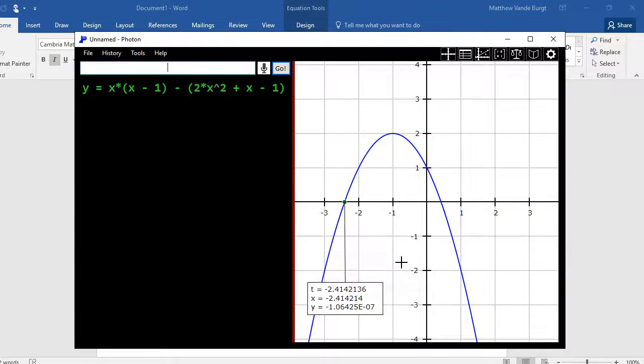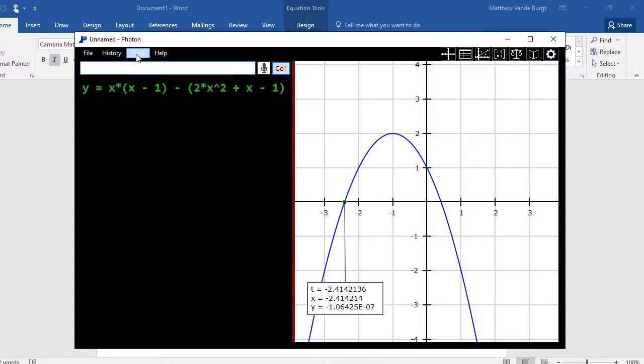When I press OK, the program finds the answer, and that's x equals -2.41214. If you're confused by this right here, that's -1 times 10 to the -7. That just means basically that it found a value that's essentially 0. So there it is. That's one of the x values right there.